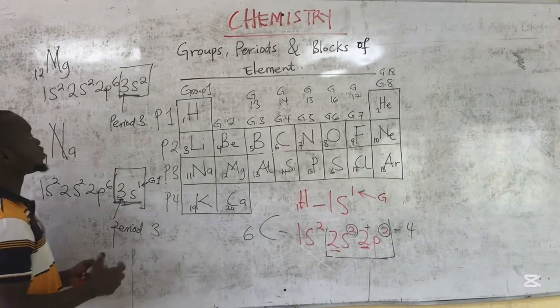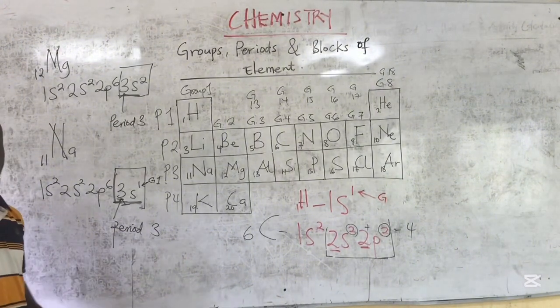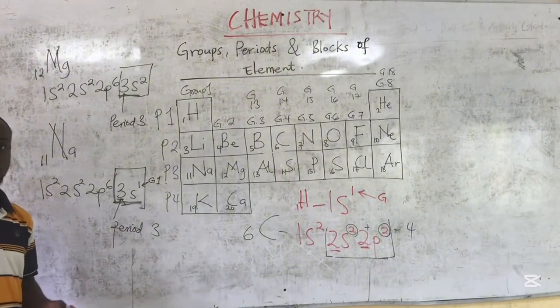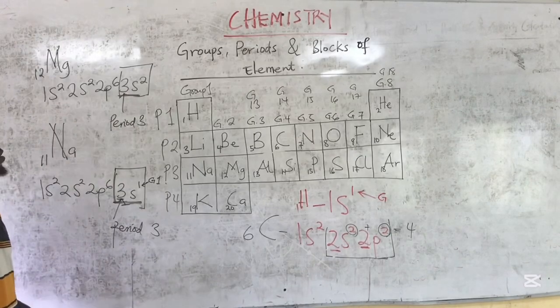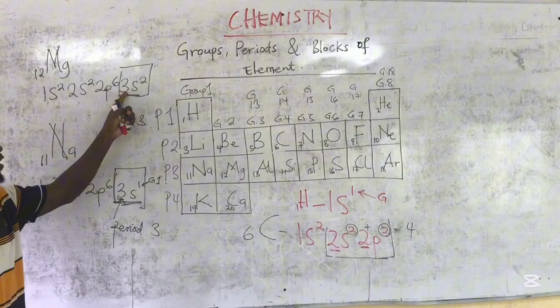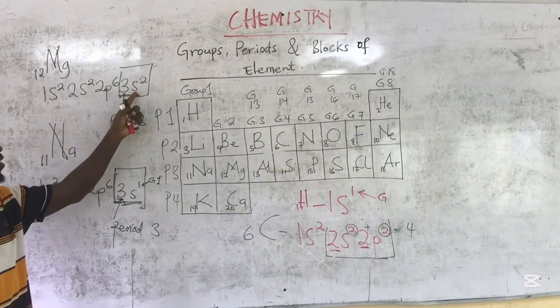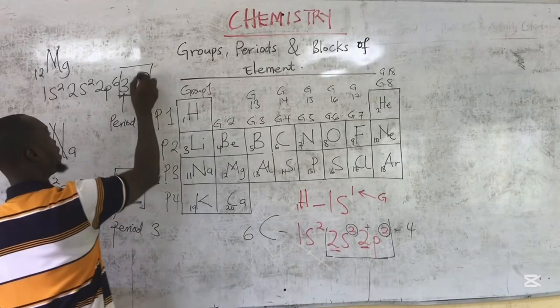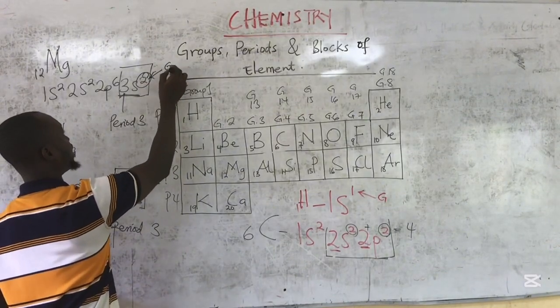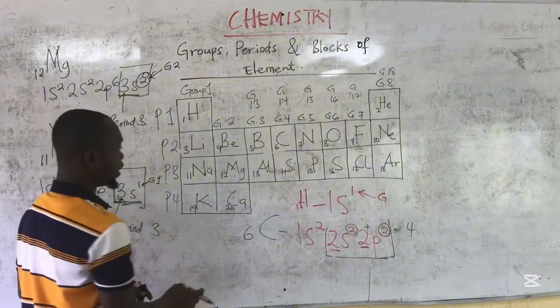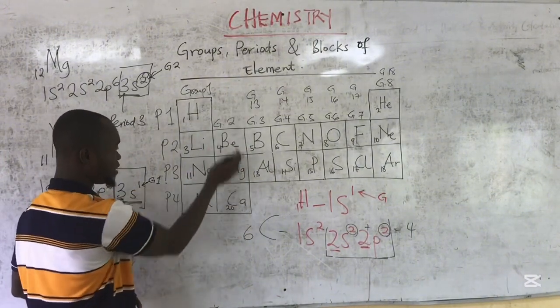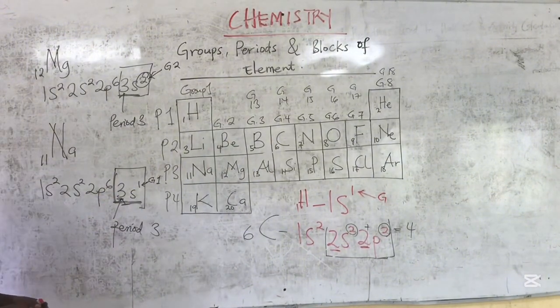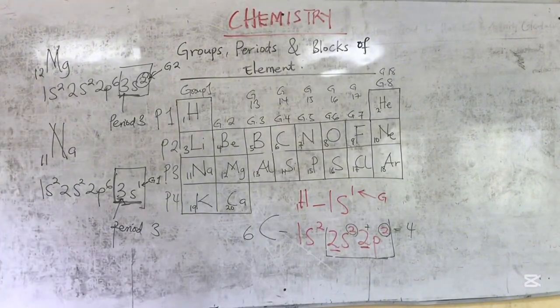Also, what is the group of magnesium? The number of electrons located in the last orbital, or the last energy level. In magnesium, the last energy level is the 3rd shell, and the orbital present is the s orbital. It has only 2 electrons. So the 2 electrons over here indicate that magnesium is in group 2. And then Mg indeed is located in group 2 as well. Is that okay? Let's take another example.